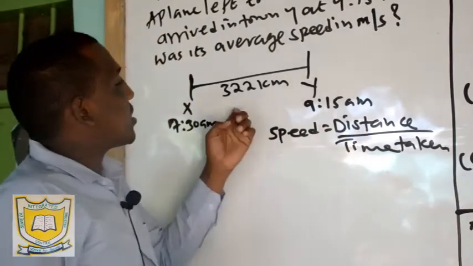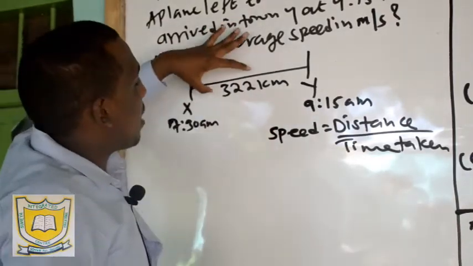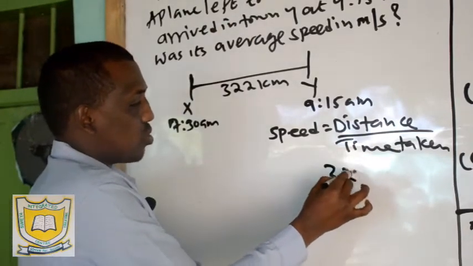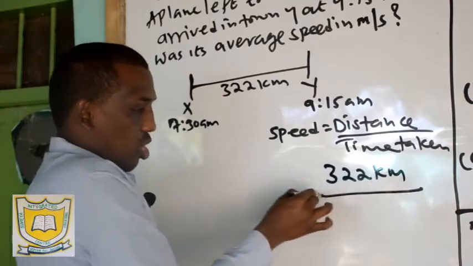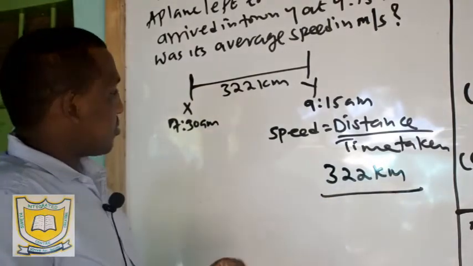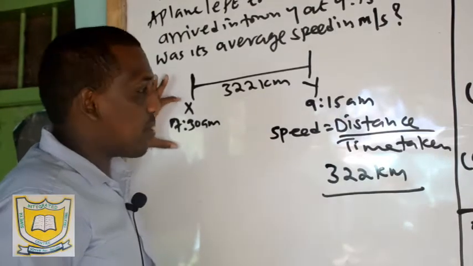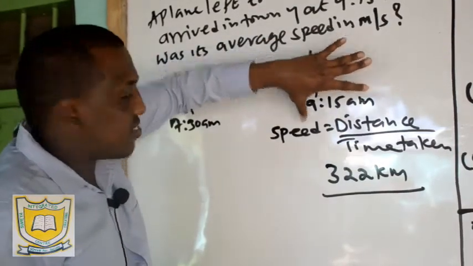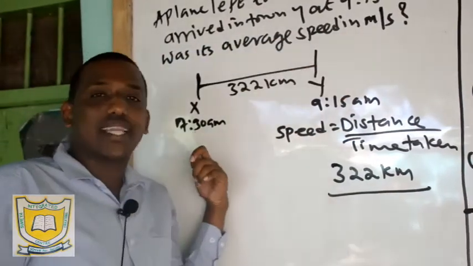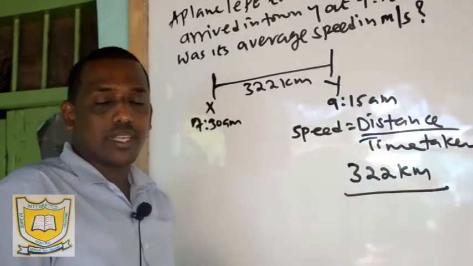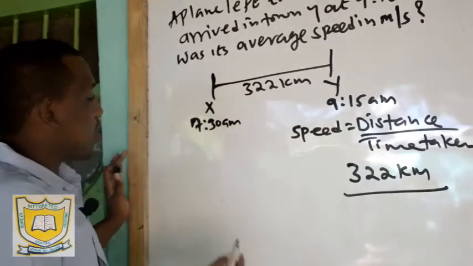Now the distance is here because you are told it covered 322 kilometers. That's our distance. So the speed is 322 kilometers over the time taken. The plane left town X at 7:30 a.m. and arrived at 9:15. Left means the departure time. Arrived means the arrival time. We must get the time taken. How do we get the time taken?